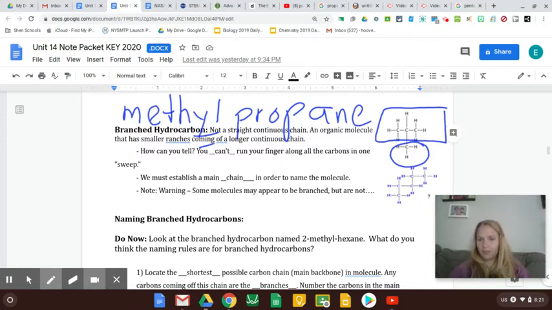Let's look at this one. This looks branchy. But if I run my finger C, C, C, C, that's not actually branched. I can run my finger along it in one clean sweep without having to go down and come back up. It's just one clean zigzag sweep. It's actually just showing how these things are in real life, which is they're more zigzag than they are straight.